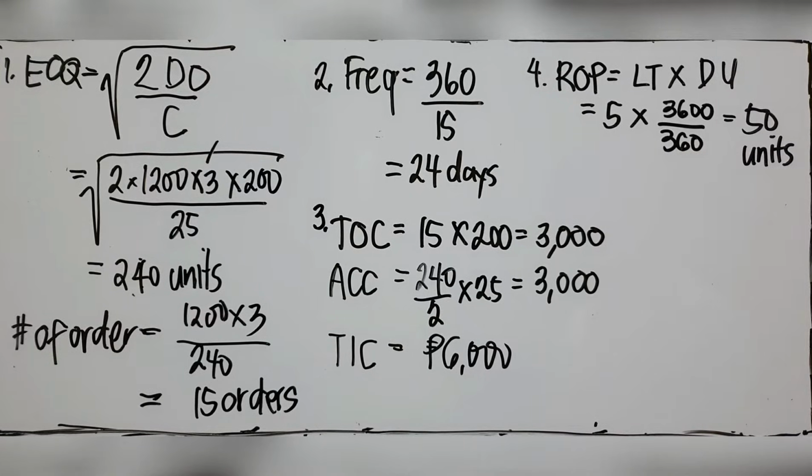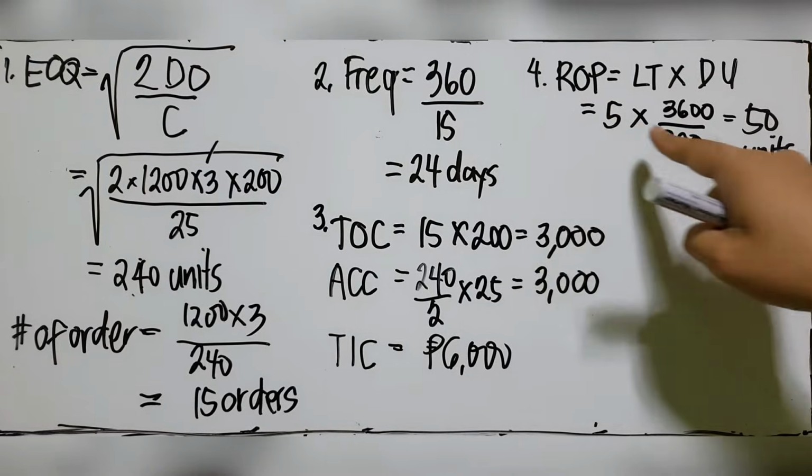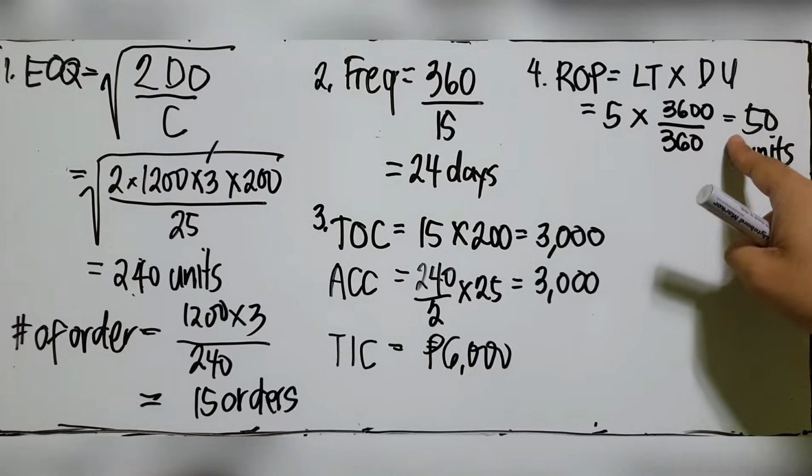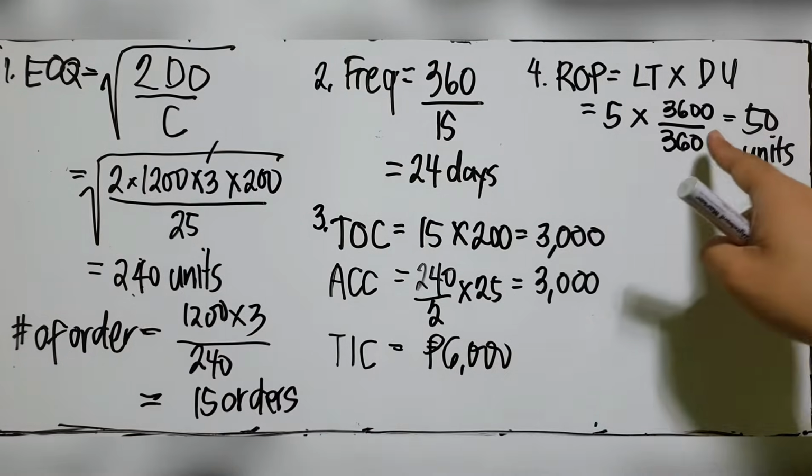That is our reorder point. What does it mean? Itong reorder point na to, pag nakita mo sa warehouse mo na 50 units na lang ang nandun, you have to place the order. Ilan ang i-order mo this time? 290 units. Pagsamahin natin yung 240 and 50.